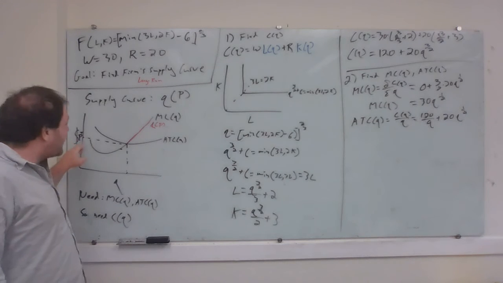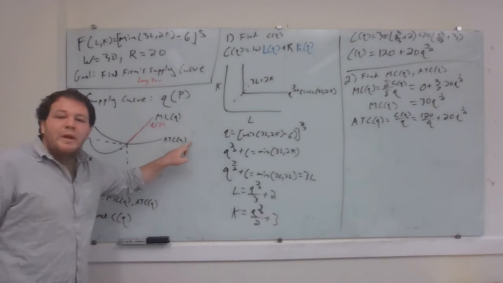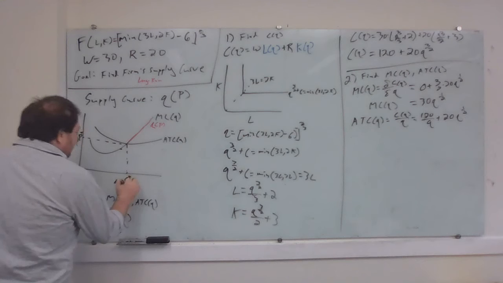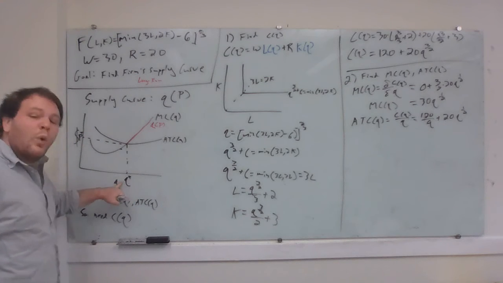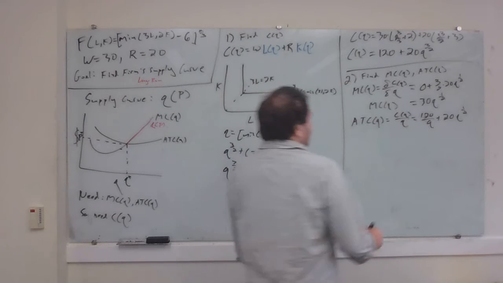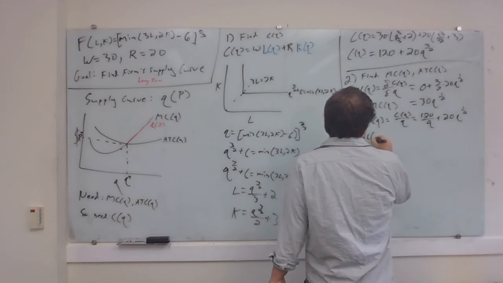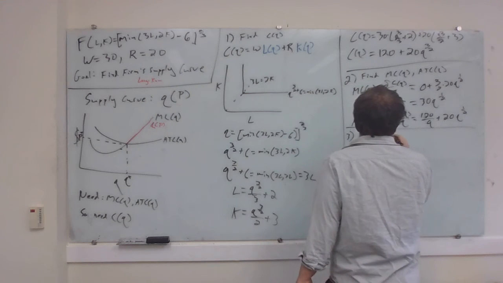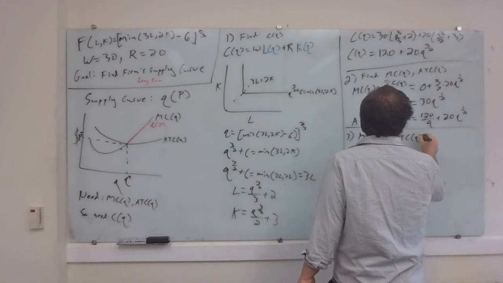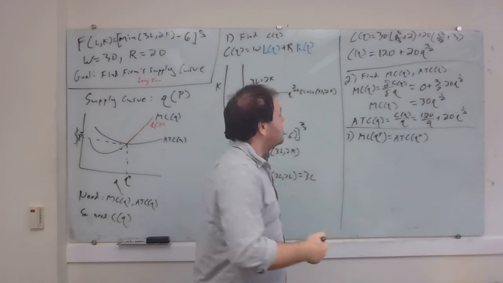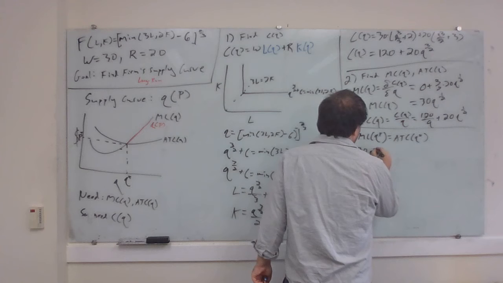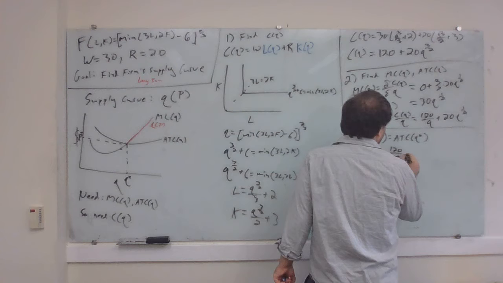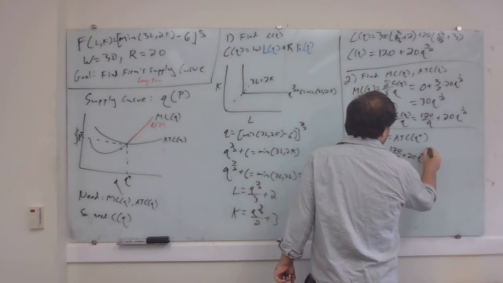Well, we want to find the price where marginal cost equals the average total cost. We can do this by setting marginal cost equal to average total cost and finding the optimal Q star, where that's going to be the case, the lowest quantity that we're ever going to produce. So we'll find Q star by saying MC of Q star equals ATC of Q star. So this will mean 30 times Q star to the 1/2 equals 120 over Q star plus 20 times Q star to the 1/2.